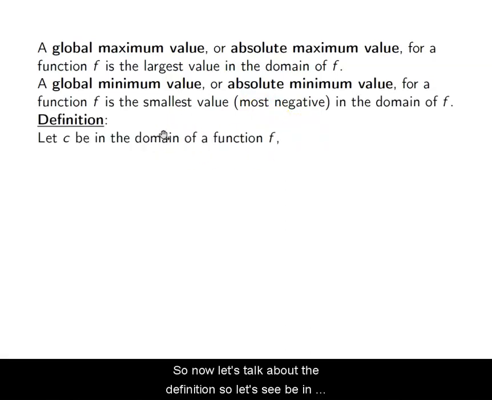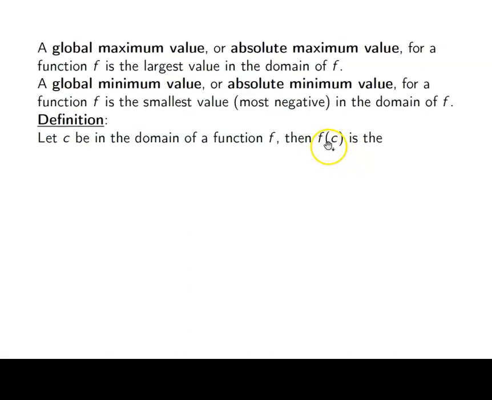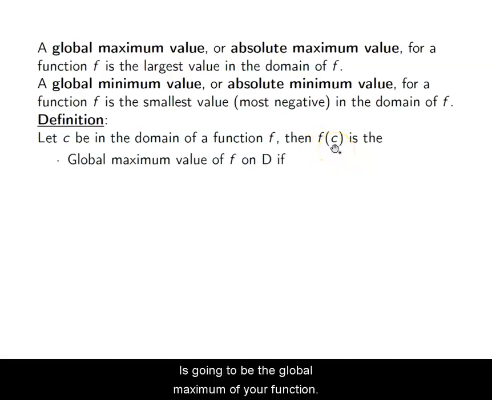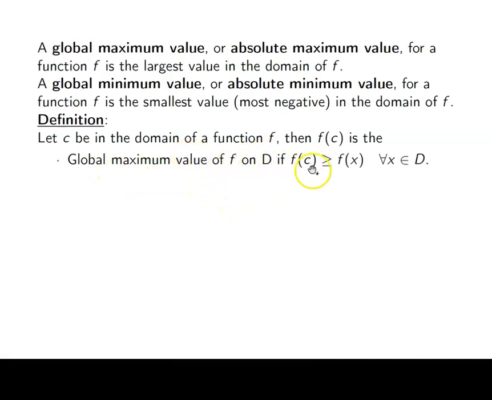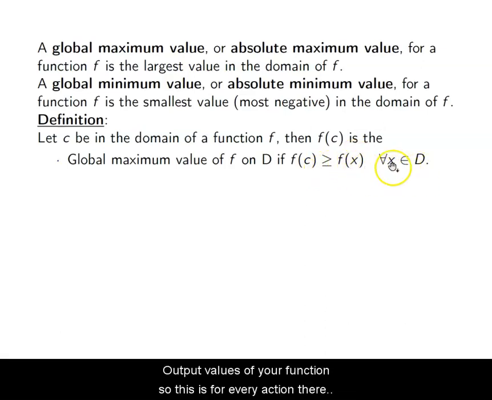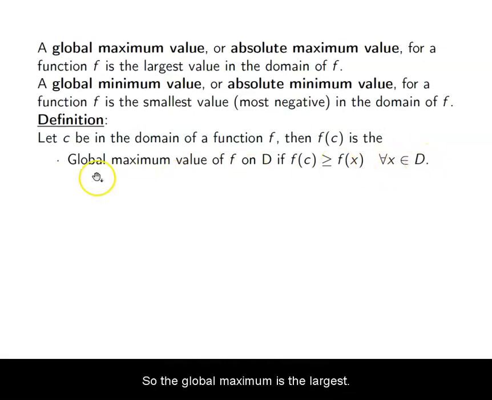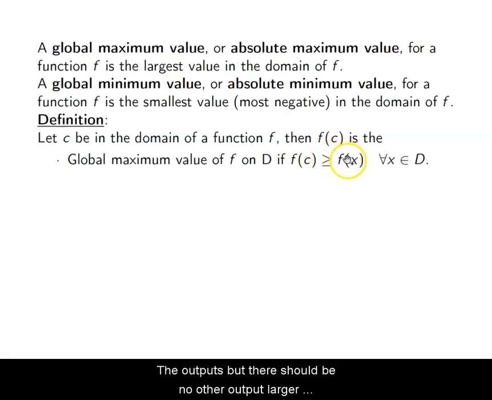Okay, so now let's talk about a definition. So let C be in the domain of a function f. Then your function evaluated at C is going to be the global maximum of your function over this domain if your function evaluated at C is larger than or equal to all the other output values of your function. Okay, so this is for every x in your domain. So the global maximum is the largest output that you have. It can be equal to other outputs, but there should be no other outputs larger than it for every single input inside of your domain.